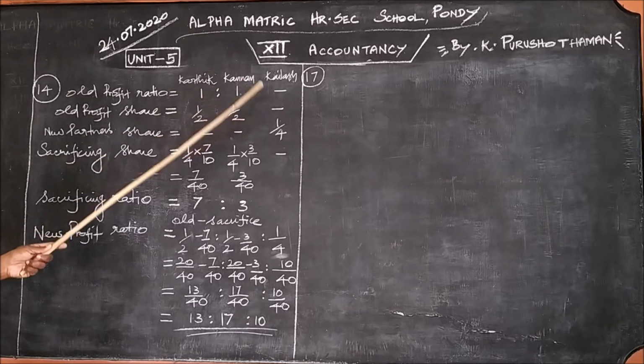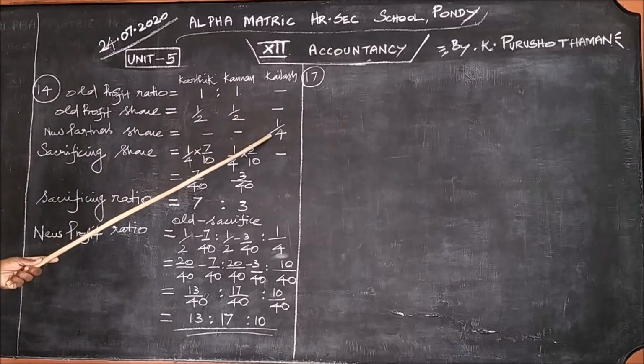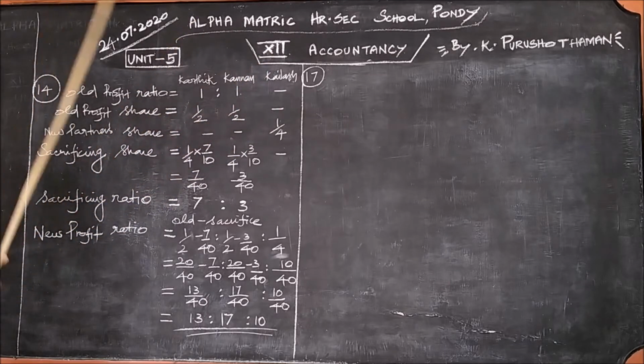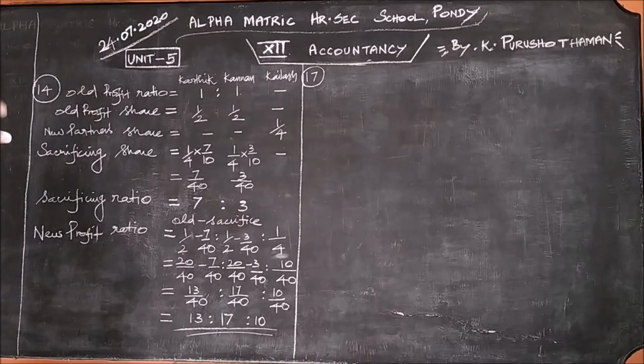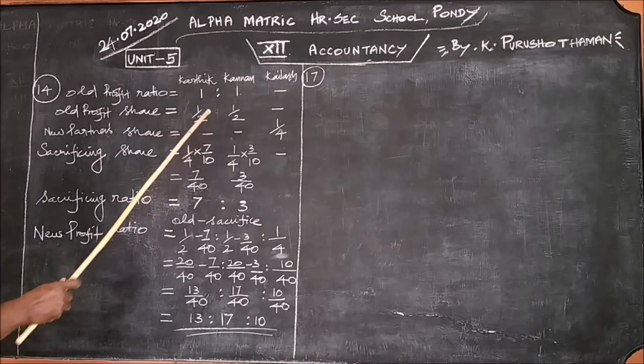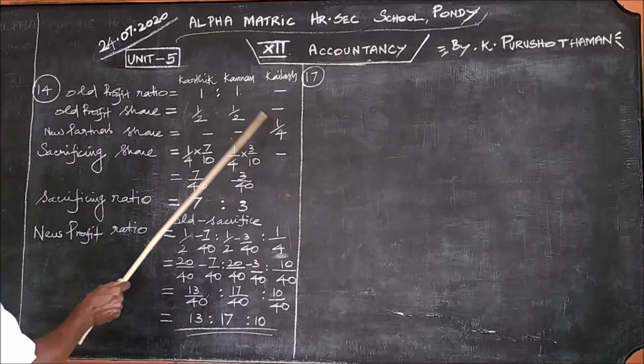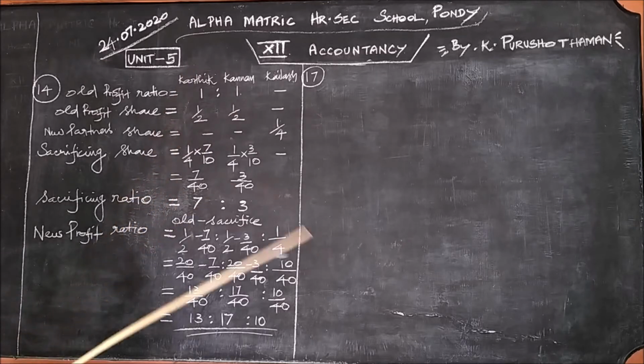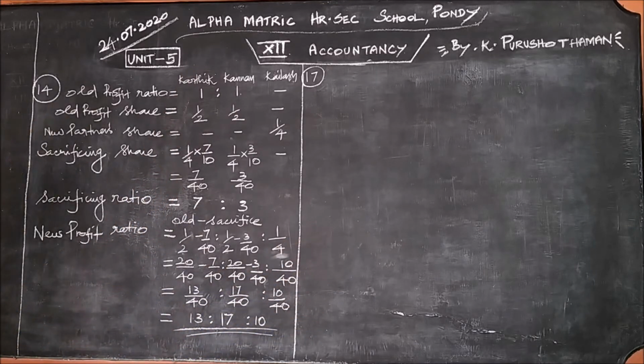Kailash must be given 1 by 4. This is the condition. Under this condition only, Kailash is admitted into the partnership. And how does Kailash acquire this 1 by 4? That is the condition: this 1 by 4 is given by Karthik and Kannan in the ratio 7:3. It is given in the problem, you can go through it.